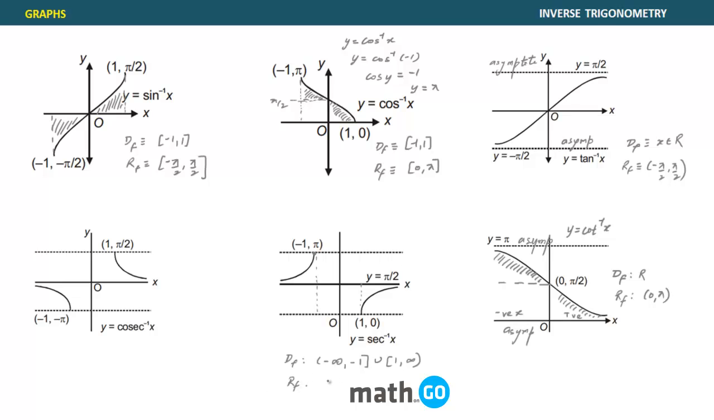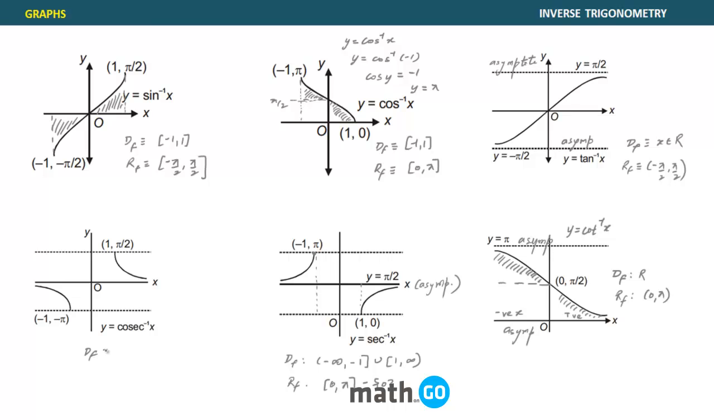So what is the range? Secant inverse x will follow the graph of the cosine family, so the range will be 0 to pi, but it will not take the value 0. You can see that y equal to 0 here is an asymptote. Similar stuff is happening here.